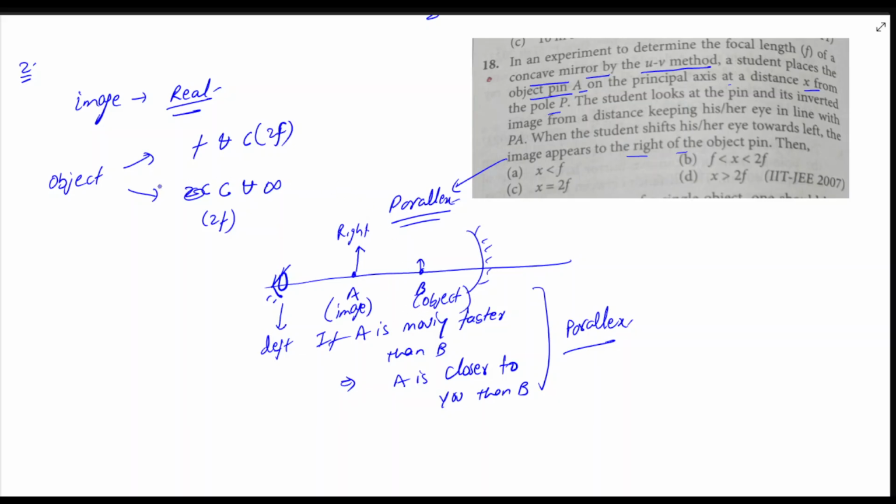In what case do we get a real image, but the image is beyond the object, right? So in which case does it happen? It happens for the case between f and 2f, right? So which option is correct? Then x should be between f and 2f. Okay. So for the 18th, B option is correct.